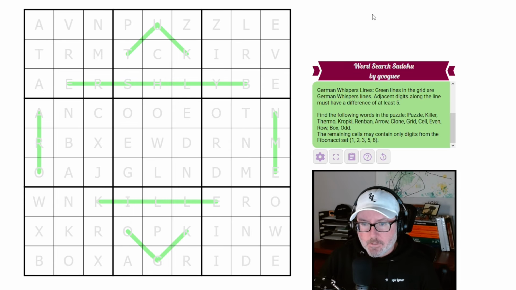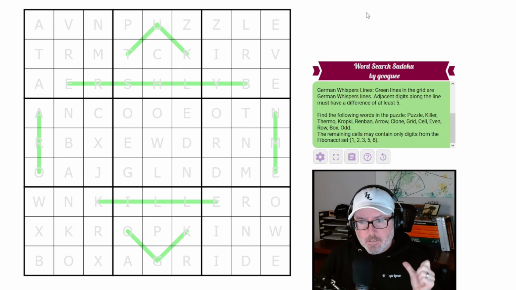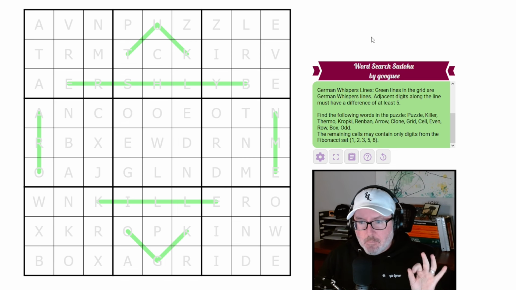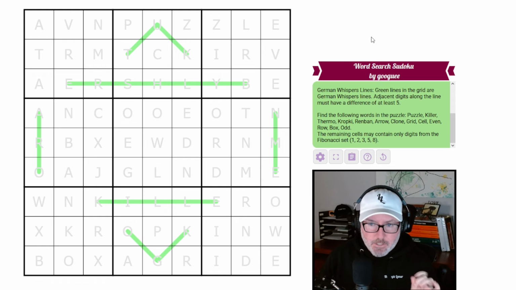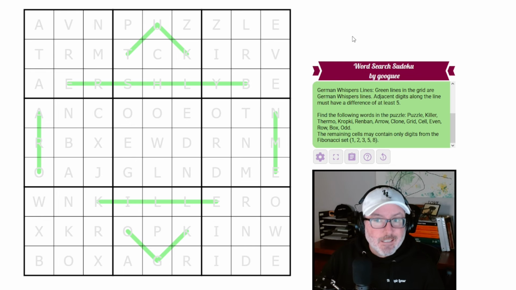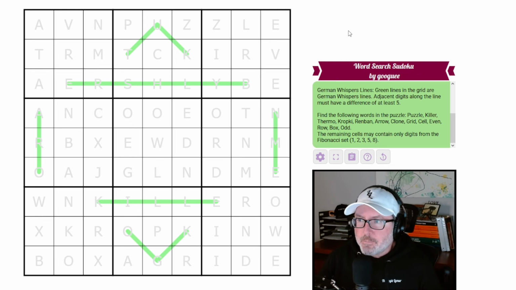Now we have our word search. Find the following words in the puzzle: puzzle, killer, Thermo, Kropki, Renban, arrow, clone, grid, cell, even, row, box, and odd. Those are in here somewhere, and we're going to have to find all of them. Once we do that, the remaining cells may contain only digits from the Fibonacci set. The portion of the Fibonacci set that is valid for Sudoku will be 1, 2, 3, 5, and 8, as listed here. So a nice little mashup between game types.